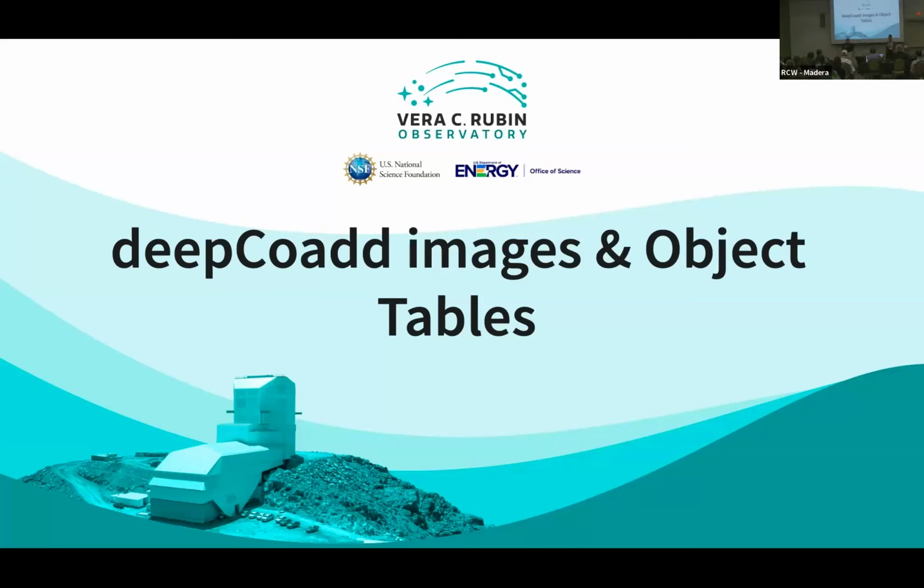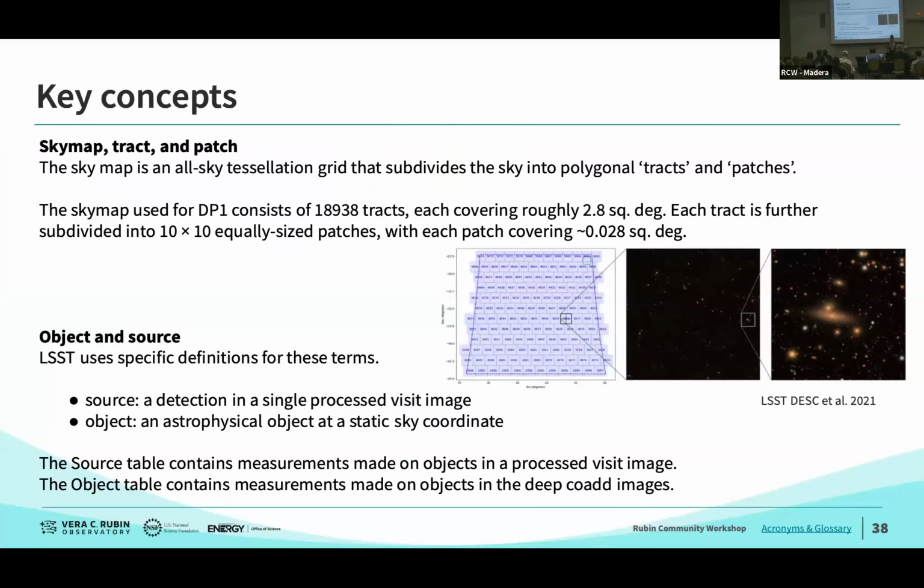All right, I'm going to give an overview of the deep coadd images and the object tables that are in the DP1 data release. Gloria talked about the visit images, which are individual visits to different patches of the sky. But over time, many visits will be accumulated over the same regions of the sky, and we combine those into what we call deep coadds. Deep coadd images are a stack of the imaging available in different regions of the sky with the best seeing and other conditions.